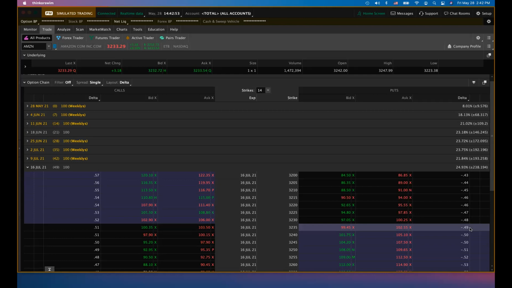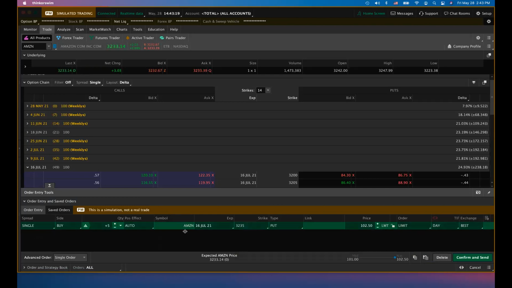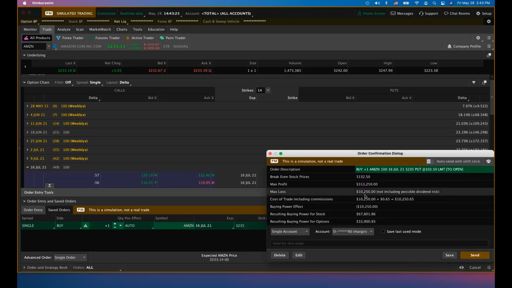Now remember this from last week's class where we talked about delta, right? Every time that the price of the underlying changes by $1, the delta is how much we have made or lost, right? So to buy one contract of Amazon, a put, at the money right now is about $102.50, which is equivalent to I would need about $10,250, just one contract.